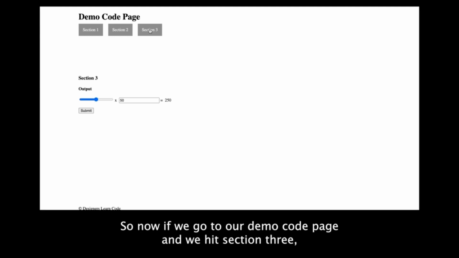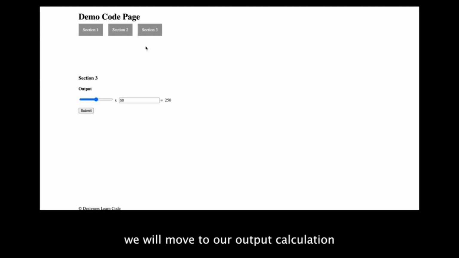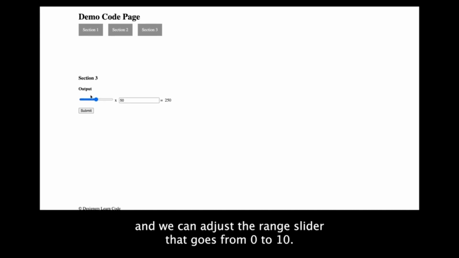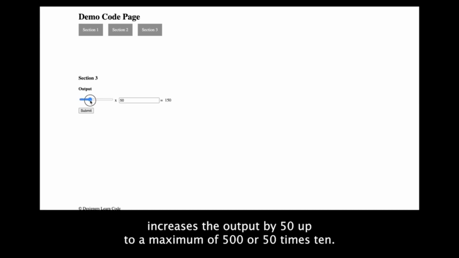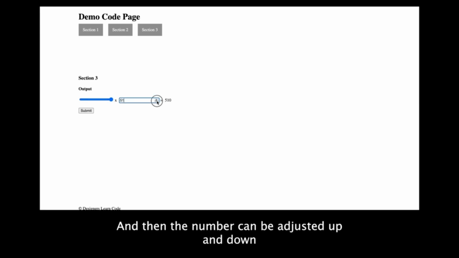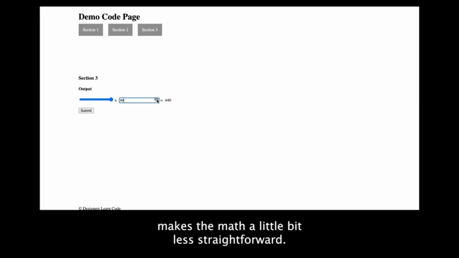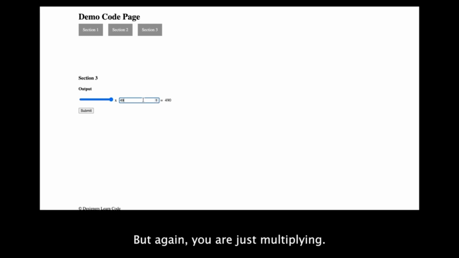So now if we go to our demo code page and we hit section 3, we will move to our output calculation, and we can adjust the range slider that goes from 0 to 10. And if we keep the number at 50, you see that it basically increases the output by 50 up to a maximum of 500, or 50 times 10. And then the number can be adjusted up and down. Makes the math a little bit less straightforward, but again, you are just multiplying. So in this case, 10 times 49 is 490, and the increments change differently.